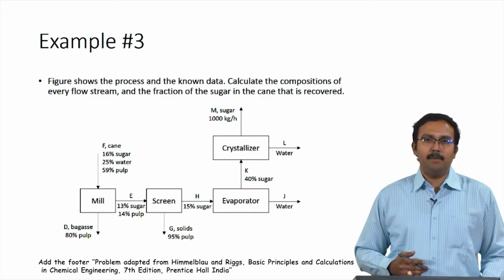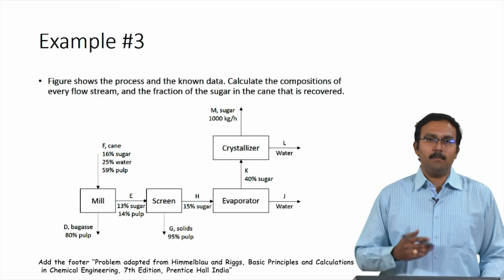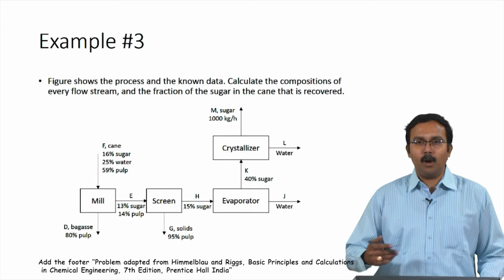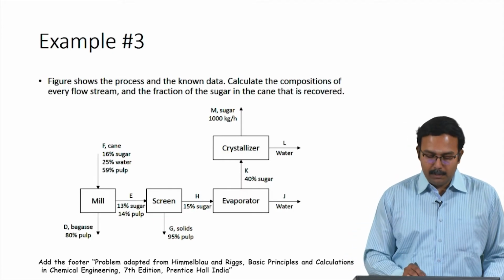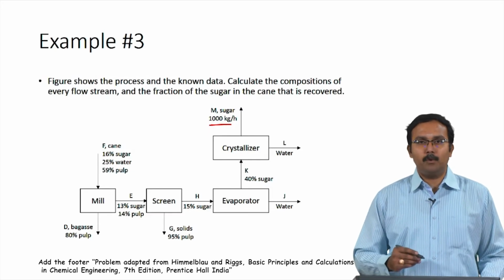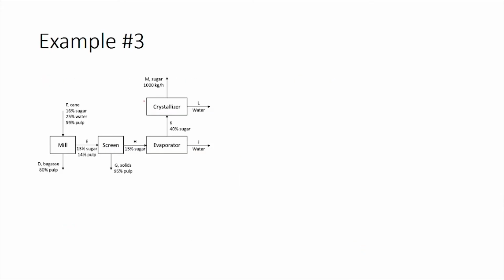In the previous example we started with the input stream because we had information about the feed which was entering. However, here we have information about the product which is being produced. It has been told that we are producing 1000 kilograms per hour of sugar. Because we have information about the product stream, we can start from the last unit. So, we will start with the crystallizer as the system of interest to start the calculations.